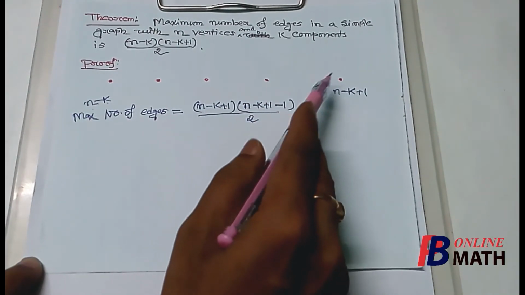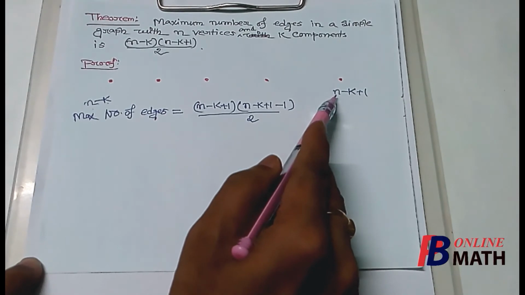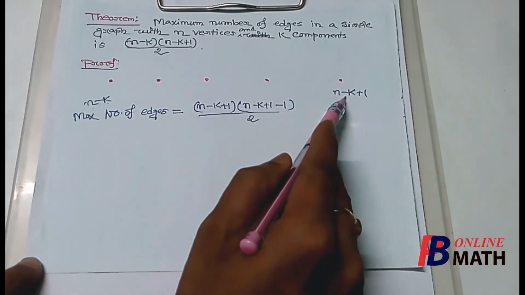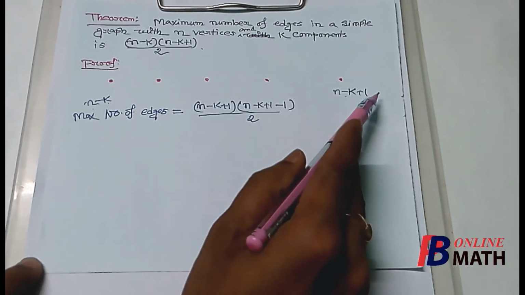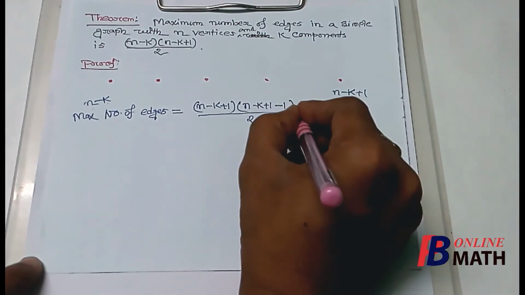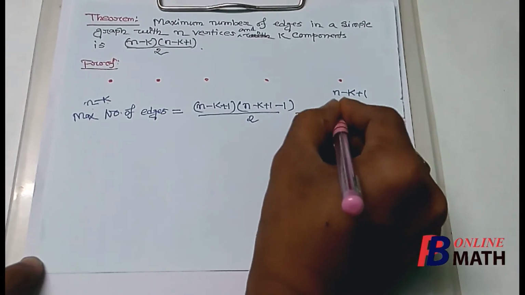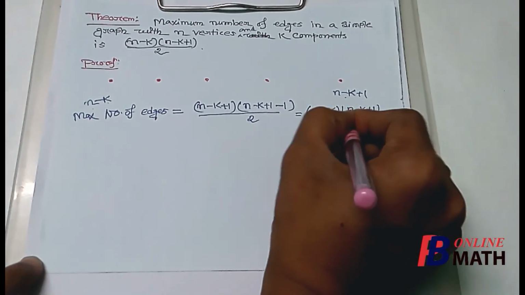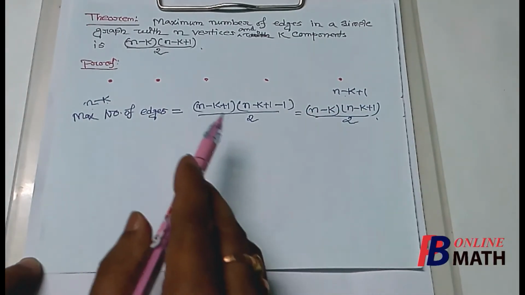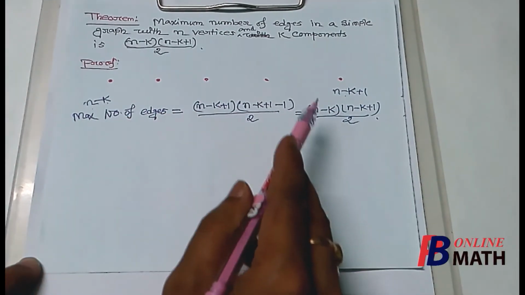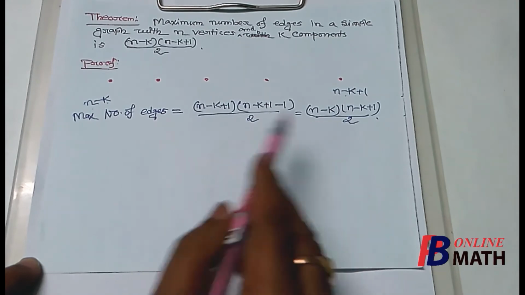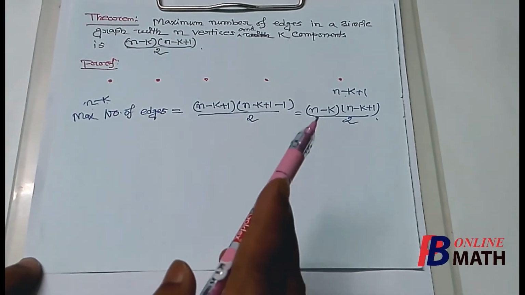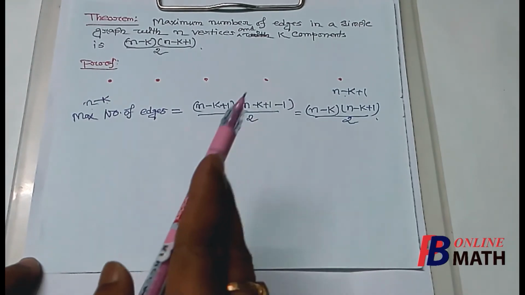So if this component has this number of vertices, then the maximum number of edges it may have is this into this minus 1 divided by 2. So this is equal to n minus k into n minus k plus 1 by 2. Therefore the graph has at most this number of edges. Now we shall prove that this is the maximum number of edges this graph may have.